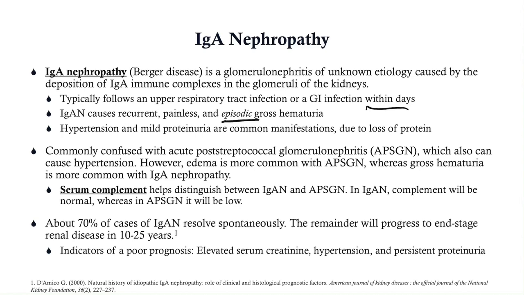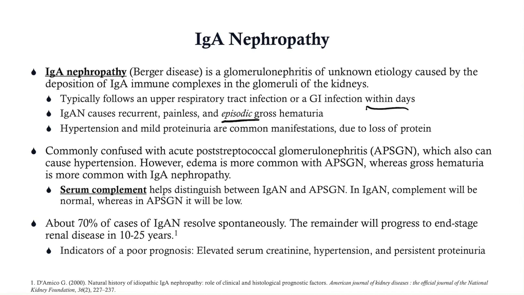Now, like I said, IgA nephropathy is commonly confused with PSGN. You can also call it APSGN. And that can also cause hypertension, but in APSGN, edema is more common. There's a lot more protein loss. And we also see hypertension more commonly. Whereas gross hematuria is a little bit more common in IgA nephropathy, but they really both have it. What's really going to help you distinguish between the two is that in IgA nephropathy, it's episodic. It comes and goes and comes and goes.